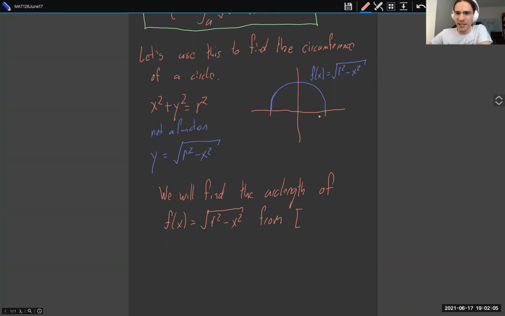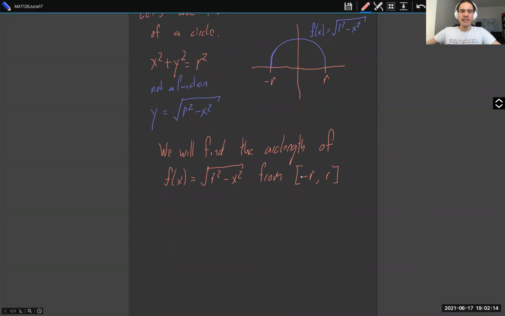So it's a circle of radius r, right? So the bounds are negative r to r. Okay, let's just calculate what the derivative is. F prime of x. How can someone tell me what the derivative of f is?